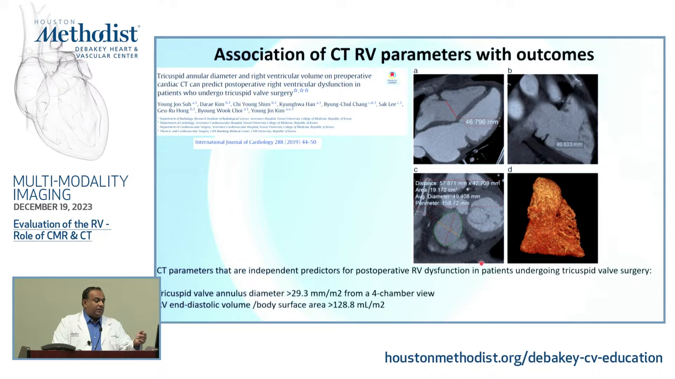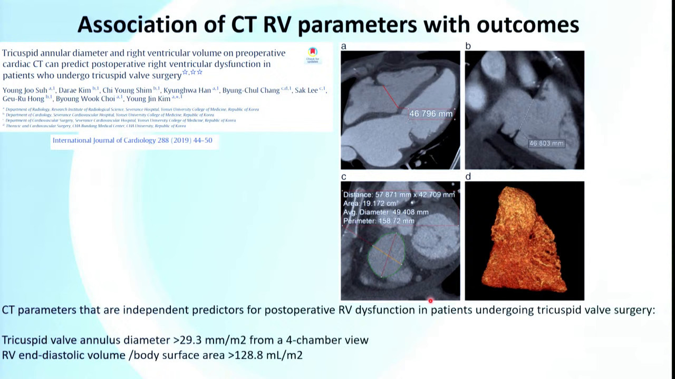Another paper looked at outcomes in patients who underwent CT before percutaneous tricuspid valve replacement. They looked at CT parameters that are independent predictors for post-operative RV dysfunction in patients undergoing tricuspid valve surgery. They looked at the tricuspid valve annulus diameter, which they measured from the four-chamber view and also by reconstructing a long axis view of the right atrium and right ventricle. In this particular case, the values are the same. This is an unfolded view of the tricuspid annulus, where they measure the major and minor diameter and calculate something called the sphericity index.